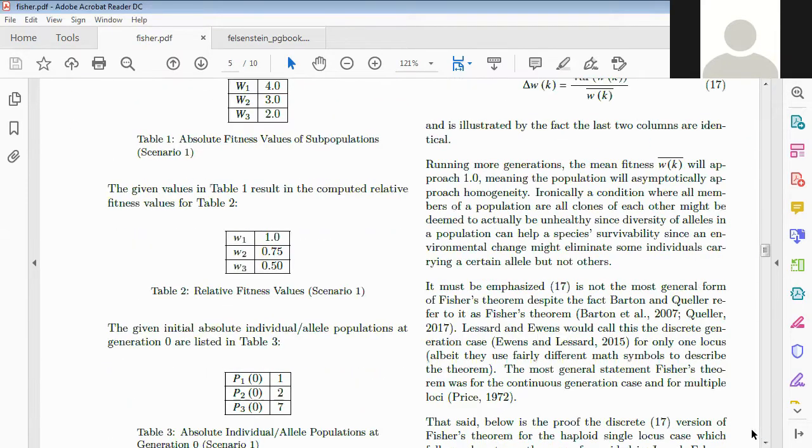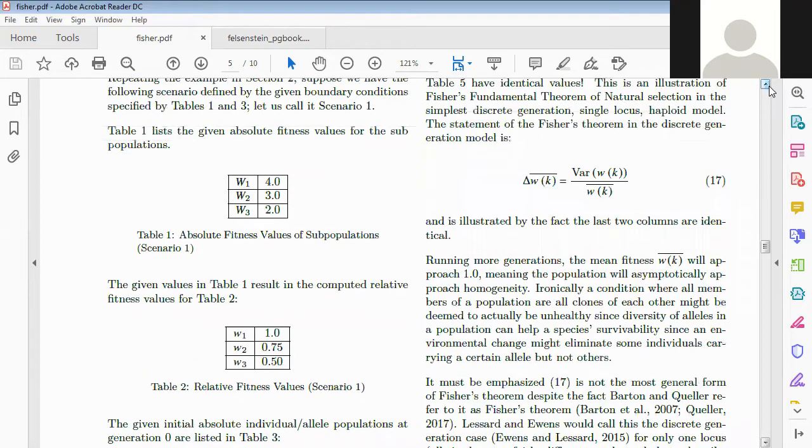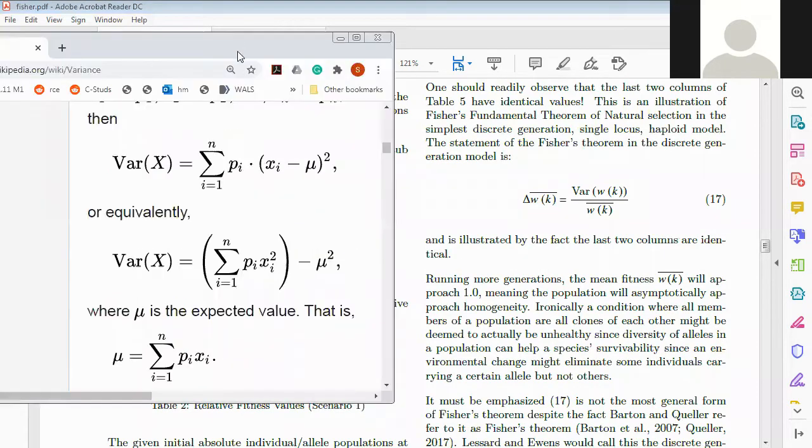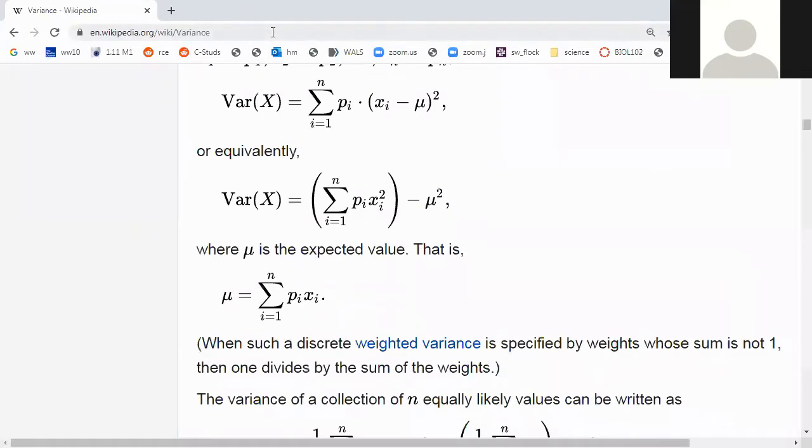And then this explains Fisher's theorem. The change in the mean fitness, so this is basically what happens in the next generation, is the variance in the present generation of fitness divided by the mean fitness. And if we look at, let me just show the Wikipedia version of Fisher's theorem.